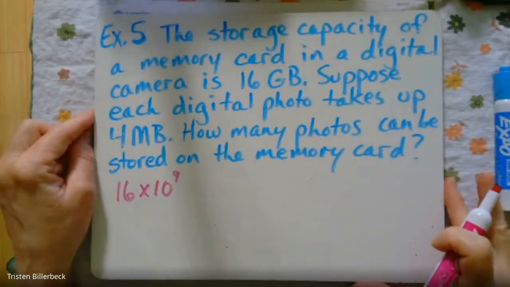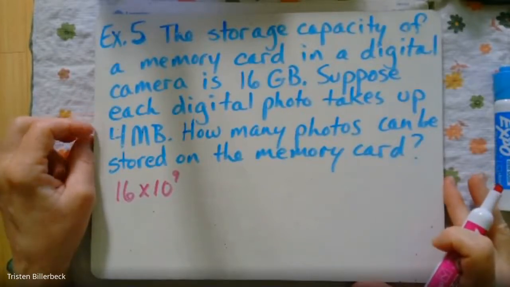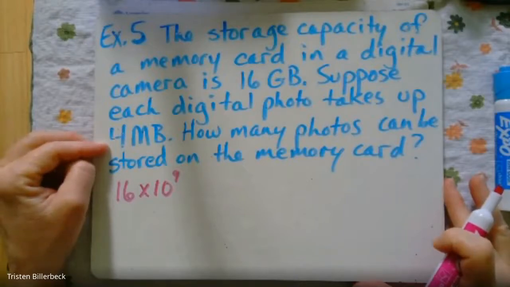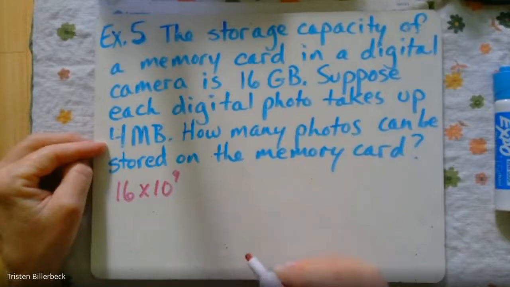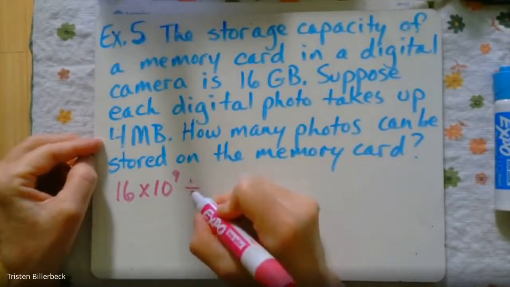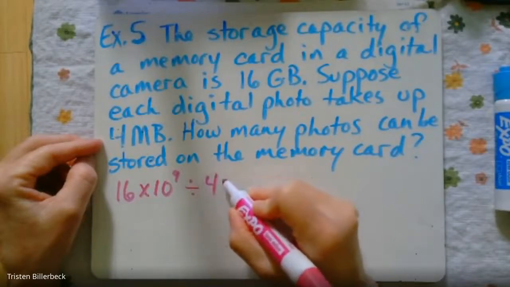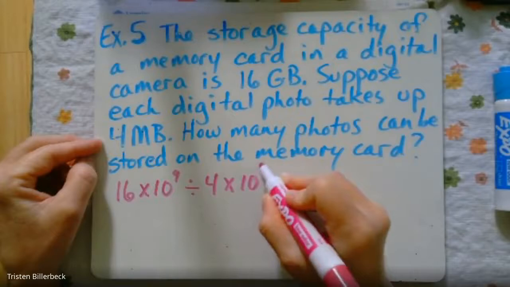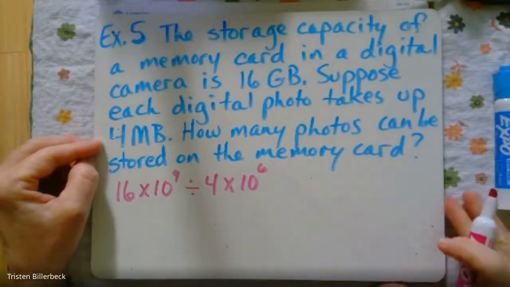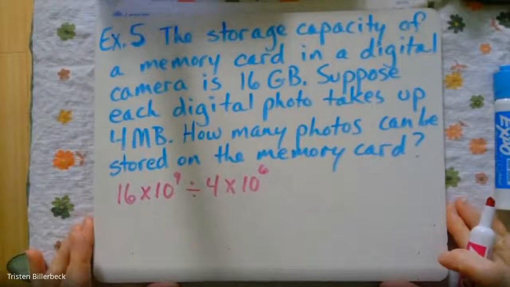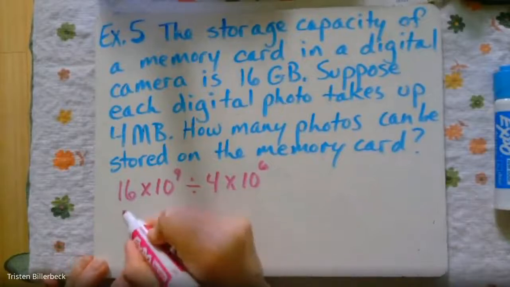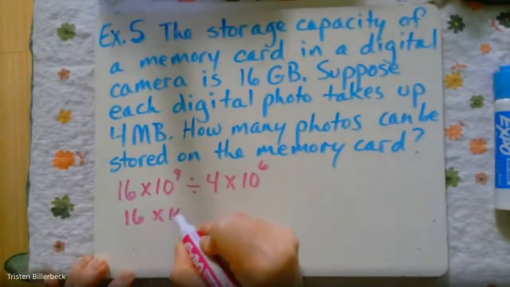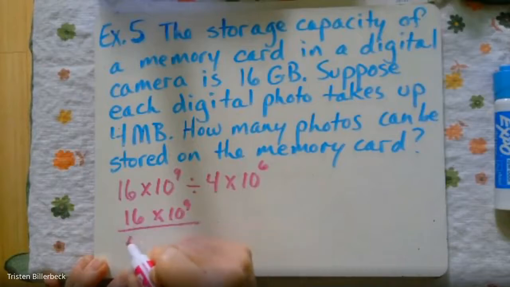Okay, and suppose each digital photo takes up 4 megabytes. How many can be stored? So we're going to have to divide, and it's 4 times 10 to the 6, because 10 to the 6 is megabytes. And now we're talking about bytes. So again, 16 times 10 to the 9th, and we can divide by 4 times 10 to the 6th.